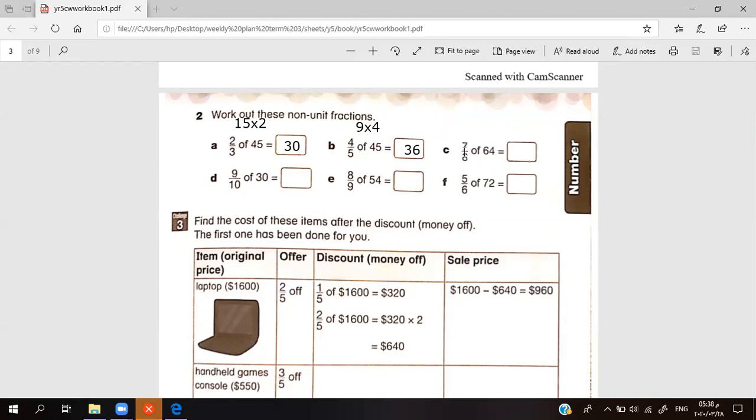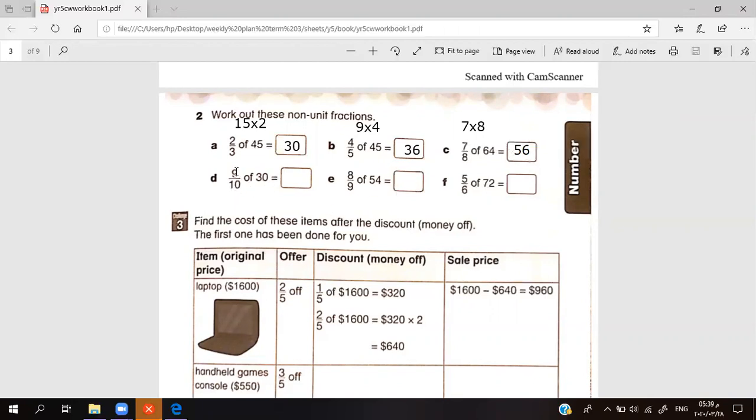So let's get the one part. 64 divided by 8. It's going to give me what? An 8. So the one part is 8. But 7 parts, that's why I tell you to multiply by the numerator. 7 times 8 is going to give me 56. Okay. I will do D and let you do E and F.